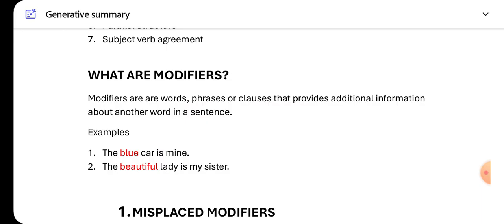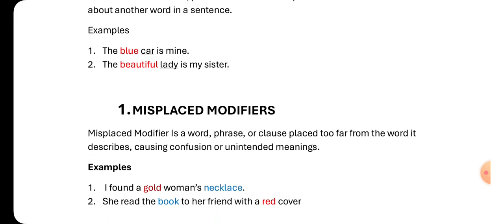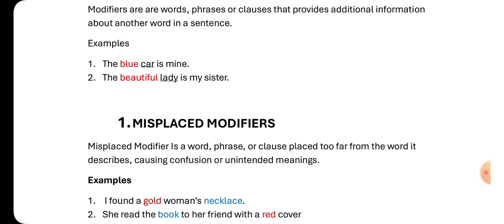Now there are different types of modifiers that we will look at, but in the errors we are interested in two errors in modifiers. These modifiers are misplaced modifiers and dangling modifiers. Now that you know what modifiers are, it wouldn't be difficult for you to understand them. A misplaced modifier is a word, phrase, or clause placed too far from the word it describes, causing confusion or unintended meanings.